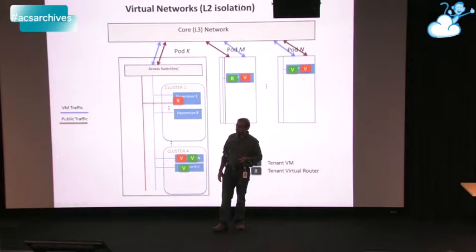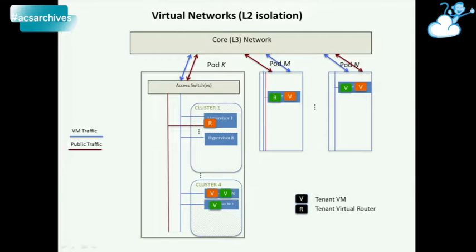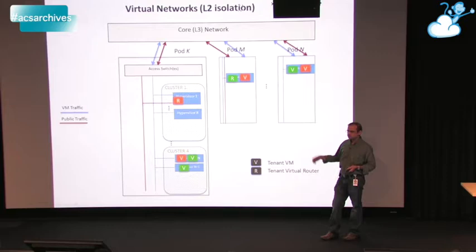So one of the guiding goals or design principles of CloudStack is that the management server is not in the data path at any point in time. If we need to be in the data path, we orchestrate service VMs to do that, or physical devices to do that.